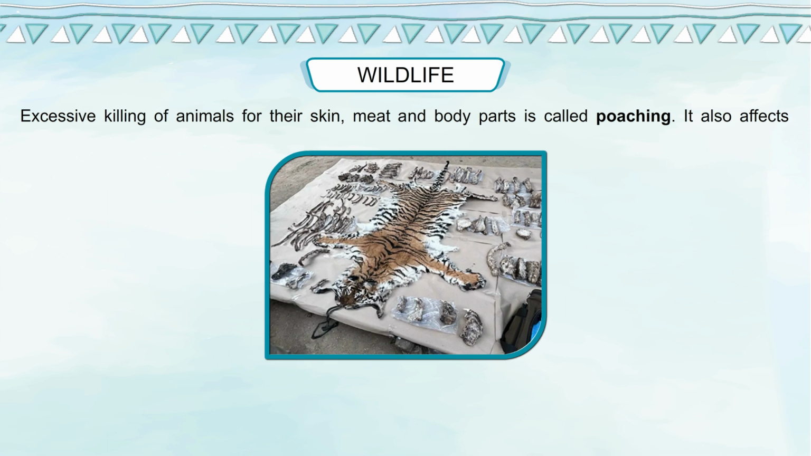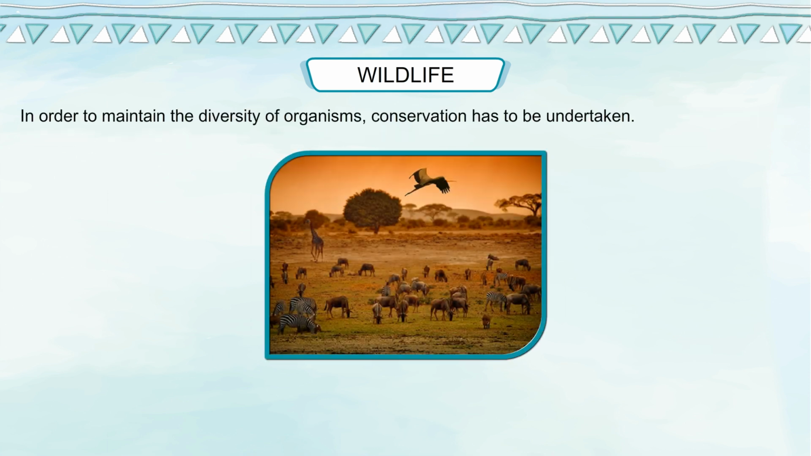Excessive killing of animals for their skin, meat, and body parts is called poaching. It also affects survival of many species such as tiger, blue whale, etc. In order to maintain the diversity of organisms, conservation has to be undertaken.